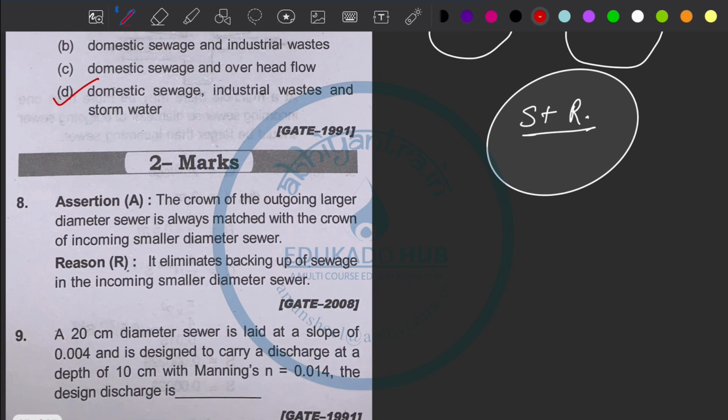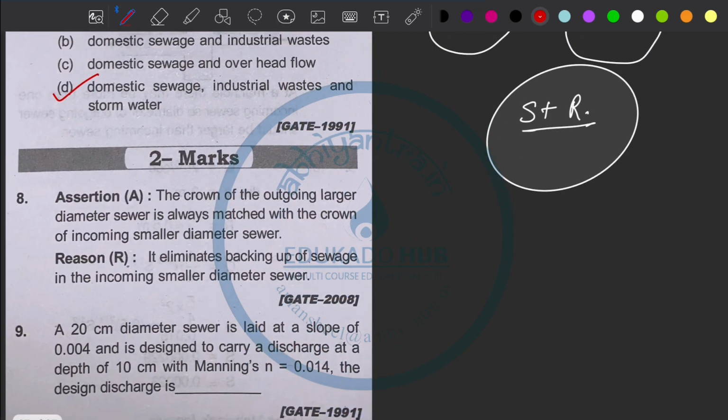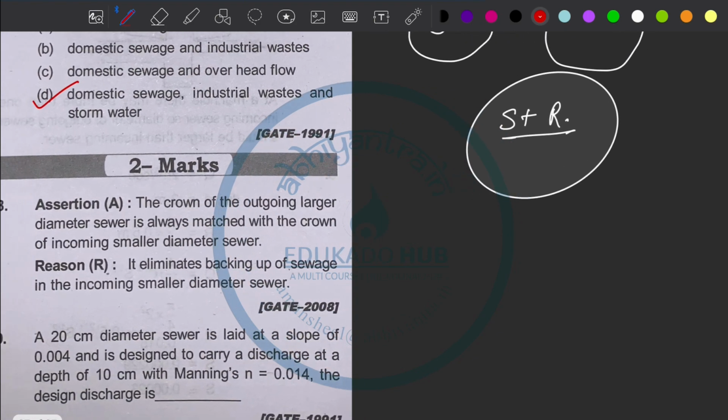Let's move to question number 8. The crown of the outgoing larger diameter sewer is always matched with the crown of the incoming smaller diameter sewer. The reason is that it eliminates backing up of sewage in the incoming smaller diameter sewer. Yes, the assertion is correct as well as the reason is correct. We have already discussed this type of question.